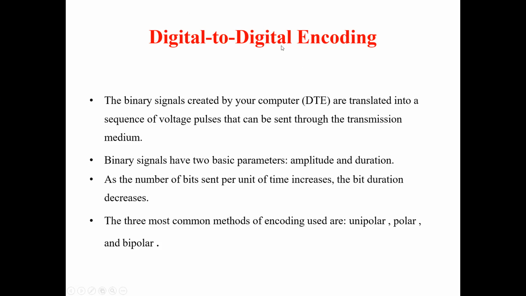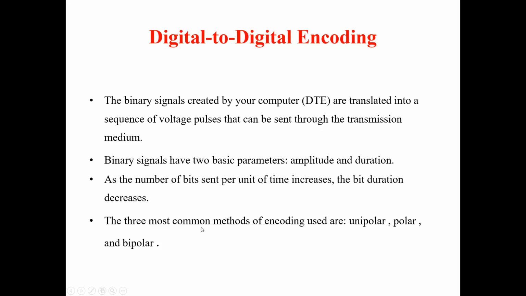So the process of converting binary ones and zeros created by a computer into a series of voltage pulses that can be transferred across a wire is known as digital to digital encoding. Binary amplitude means 0 is the off state, and 1 is the on state. It has only two states of amplitude. And duration means the time for transferring that signal. As the number of bits sent per unit of time increases, the bit duration decreases.